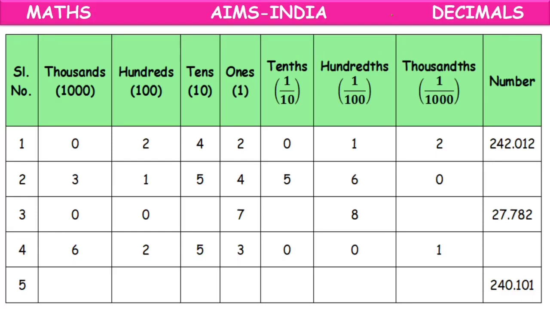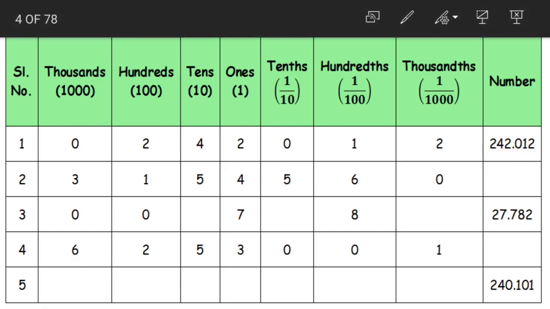If you look at the place value chart of decimals, see here we are having the number 242.012. Now what did we learn just now? That to the left of the decimal point we are having 2, 4 and 2. This will be together read as 242. Yes, what are the place values of these? 2 is in ones place, 4 is in tens place and 2 is in hundreds place.